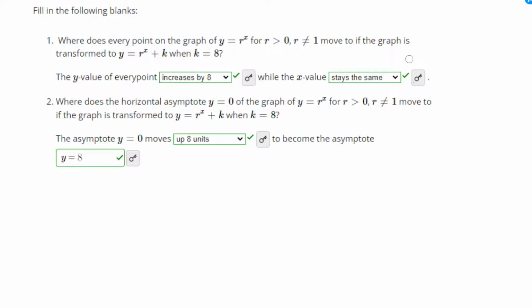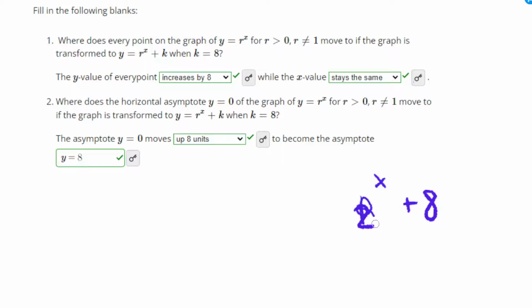Where does every point on the graph of y equals r of x, as long as r is greater than 0, so say 2, it cannot be 0 or -1 or any other negative number. r does not equal 1. We're not doing 1 because 1 to anything is going to be 1, basically. And then move to, if the graph is transformed to y equals r^x plus k when k equals 8. So in our example, we have 2 to the x plus 8.